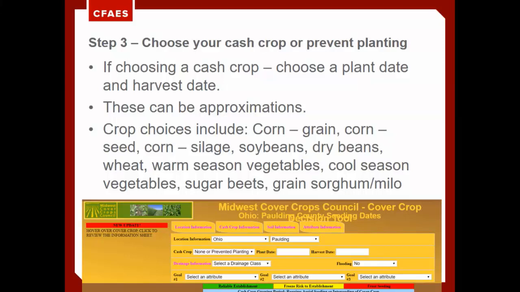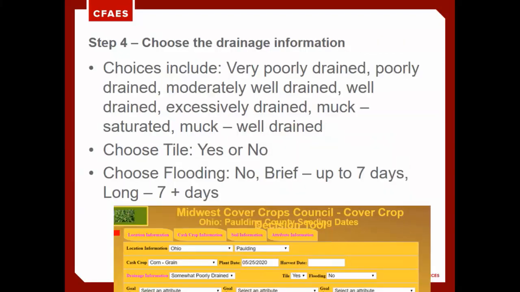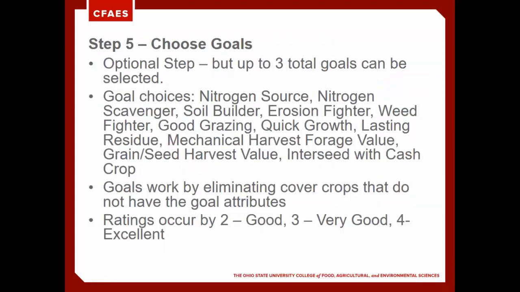And so you use approximations. You'll put in your cash crop. Again, those choices are listed there. And then you'll choose approximately the dates that you will, sorry, I'm one step ahead. Then you're going to choose your drainage information. And so you'll look at that. It'll also ask you, are you using field tile, yes or no? And then it will ask you a very simple question. If it floods, is that flooding not at all, brief, up to 7 days, or longer than 7 days? And so you click through those different options, and then you're going to choose your goals.